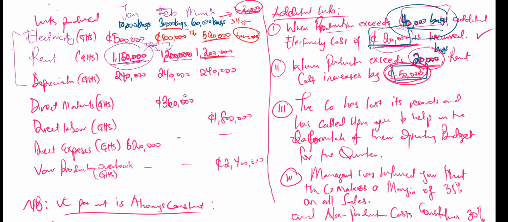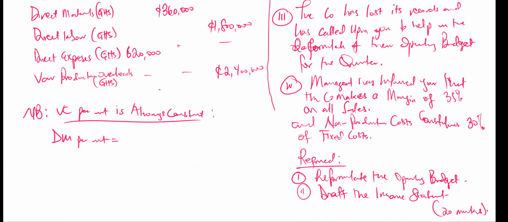Which level were we given? We were given 360,000, but the number of bags produced was 30,000. Since this is constant, it doesn't matter where it is. We can find the per unit and use it to multiply the total. So 360,000 divided by 30,000 is 12. That means direct material cost should be 12 per unit.